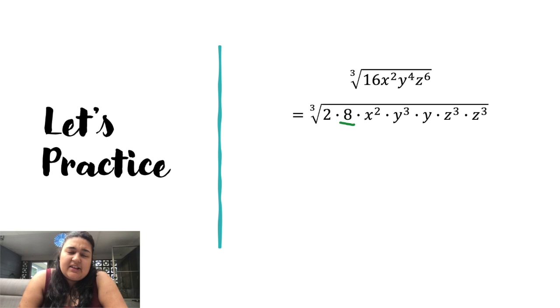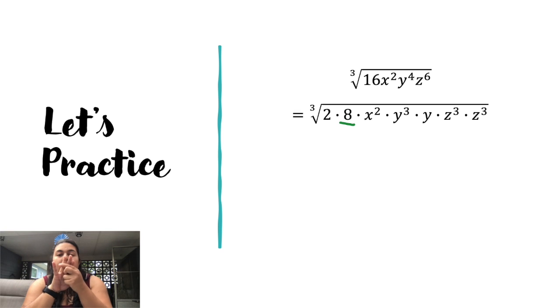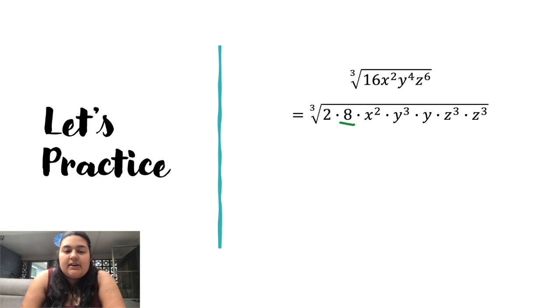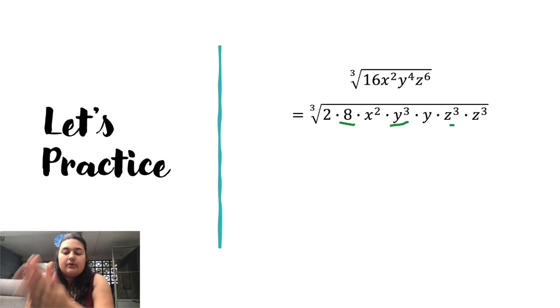There's not really anything I can do with x squared since I'm looking for groups of 3. However, I see with my y's, I had 4 y's. I'm going to put 3 over here and 1 over there, so that way I can take the cube root very easily. And then I split up my 6 z's as well. I have one group of 3 here, one group of 3 there. And then I'm going to break up my radical. Okay, let's see how that looks.